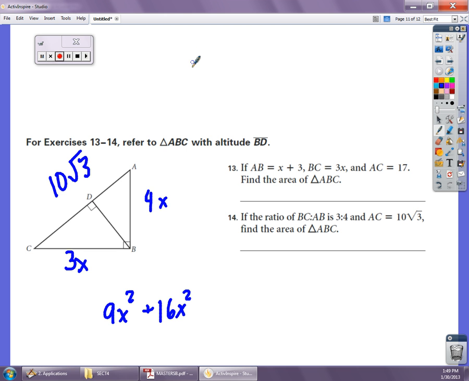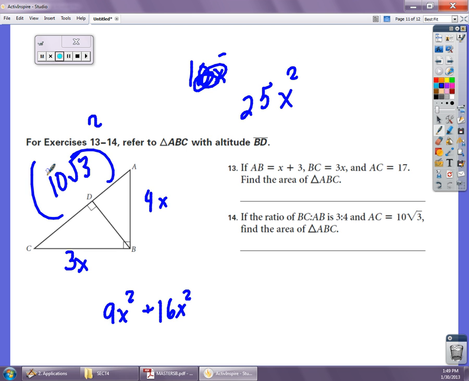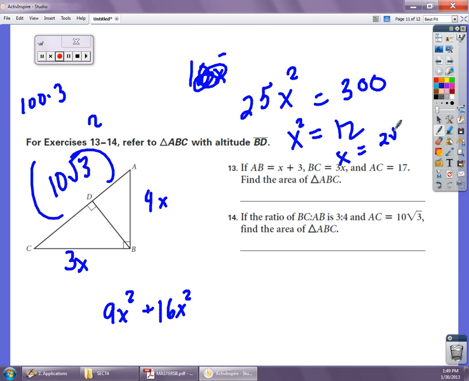So combining it, you end up with 25x squared. When you square this, you square both the 10 and the root 3. So you end up with 100 times 3, which is 300. Now, we're going to divide by 25. So x squared equals, I believe it's 12, but let me just double check. 300 divided by 25 is 12. X squared equals 12. So I'm going to simplify this because it's root 4 times root 3, 2 root 3.